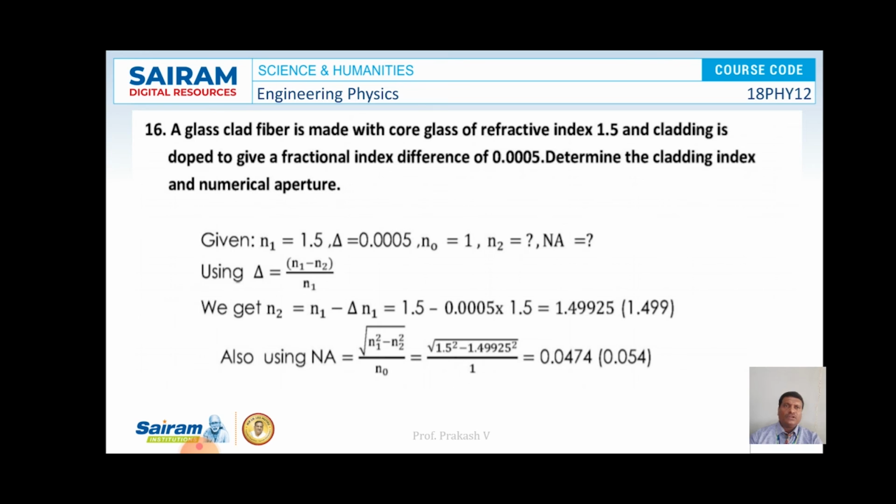So we know that numerical aperture is equal to square root of (N1 square minus N2 square) by N0. So substitute the value of N1 and N2 here, that is (1.5 whole square minus 1.499 whole square) divided by 1. So we get the value as 0.054. That is the solution for this problem.